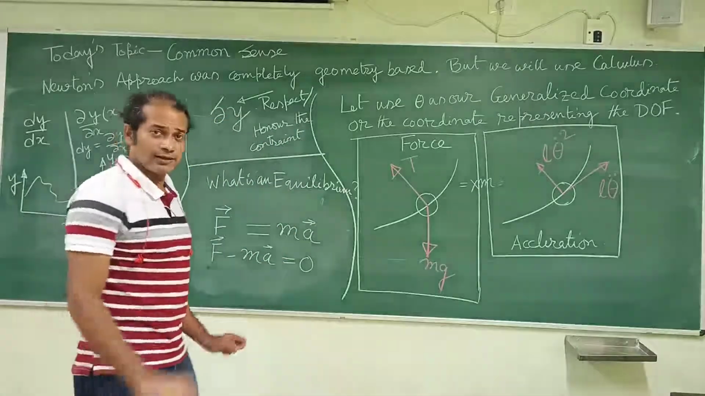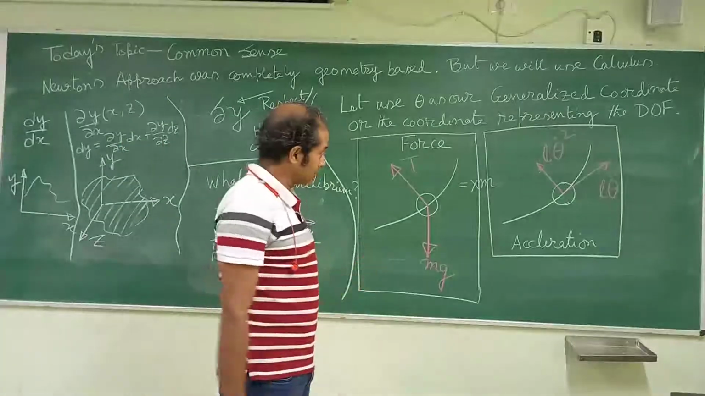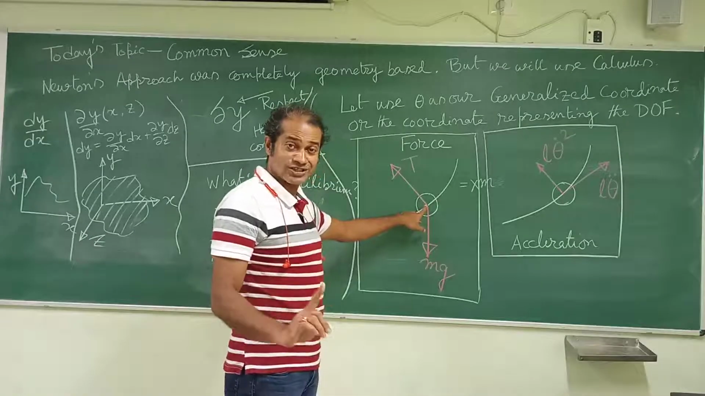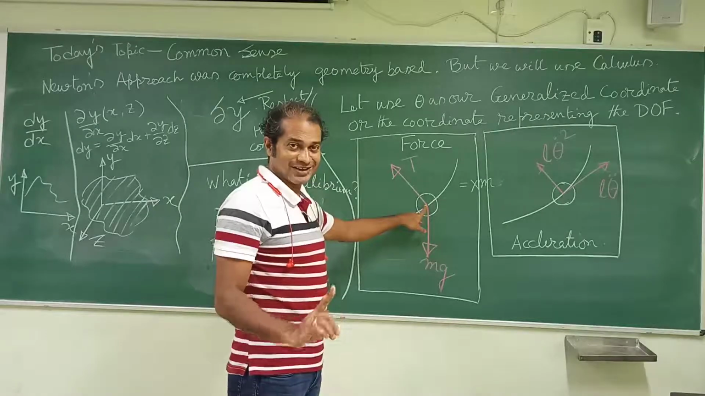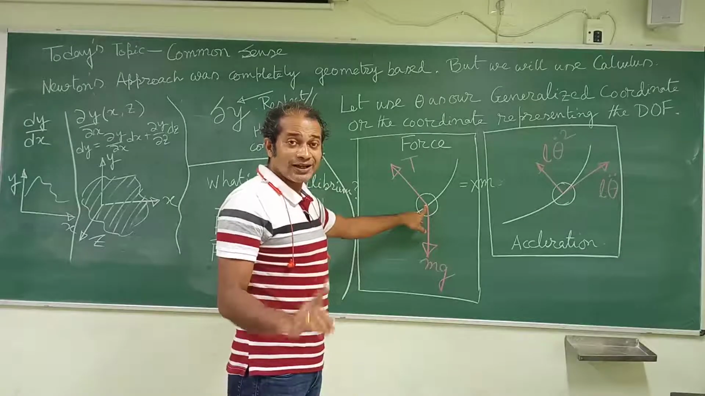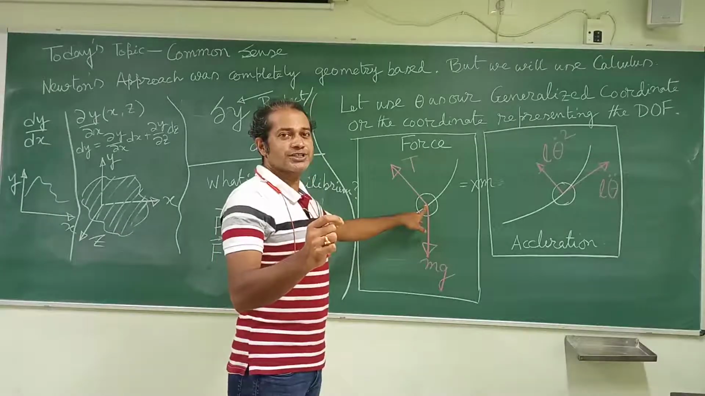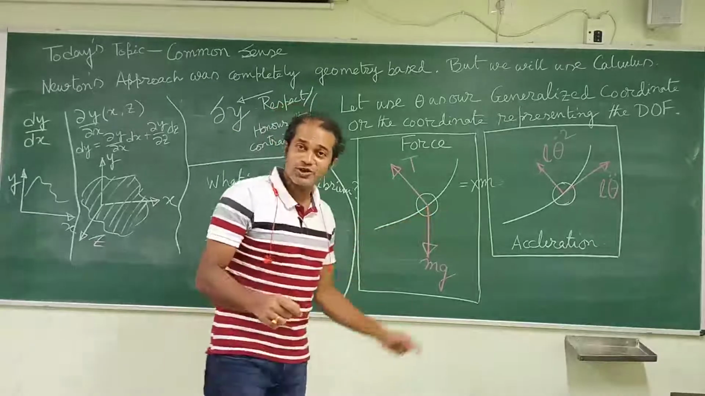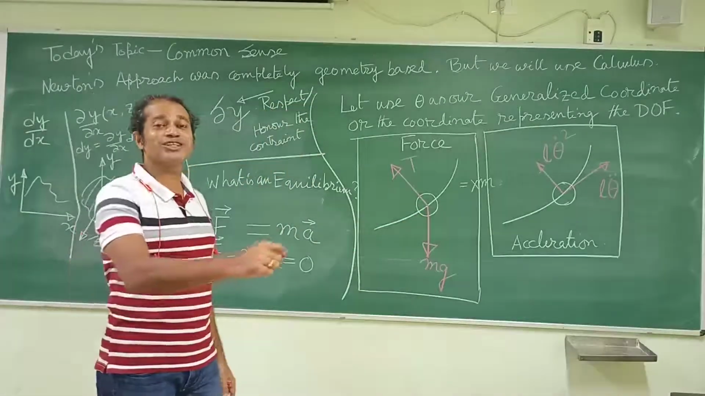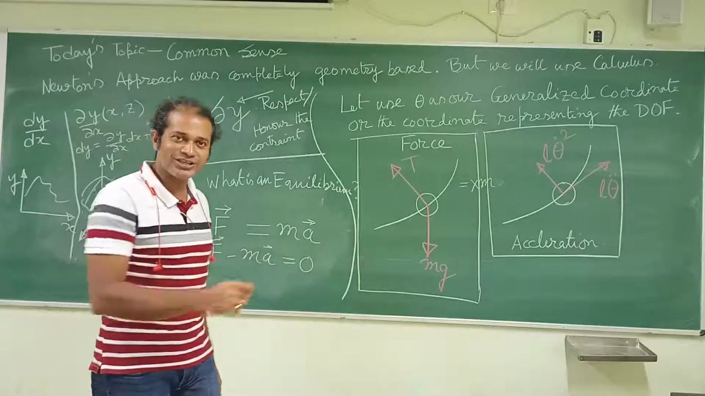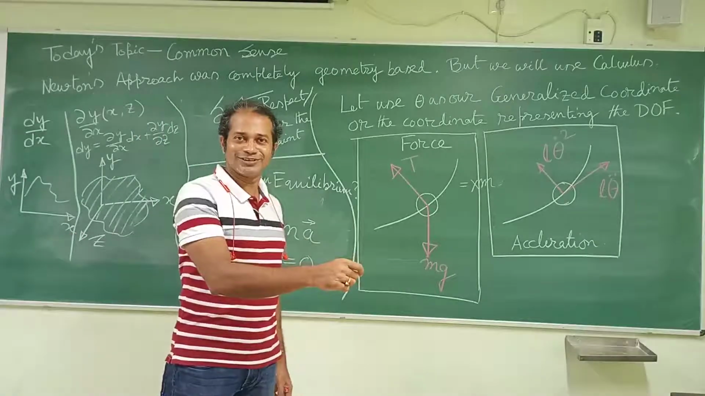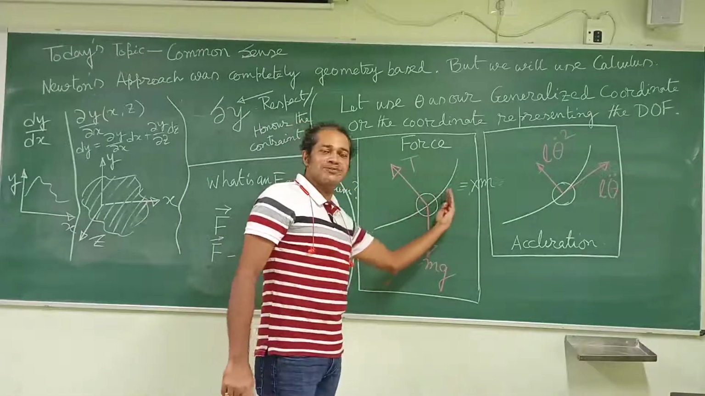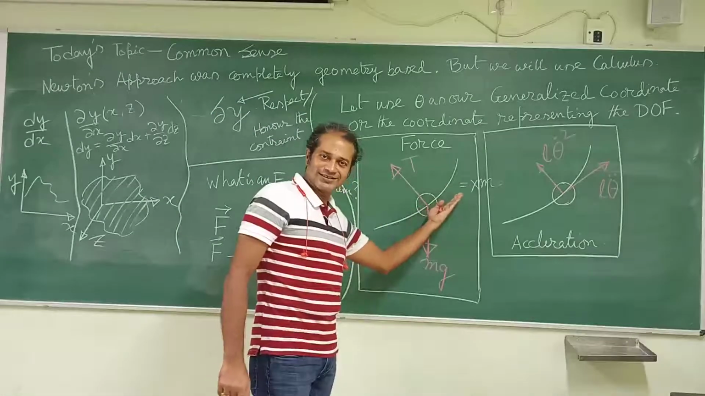For a simple example, what I cannot do is change this length. This length is the constraint. I cannot violate it. But I am going to give the small perturbation to the generalized coordinate, along the degree of freedom on which the body is free to move. So in this case, I will be shifting along theta.